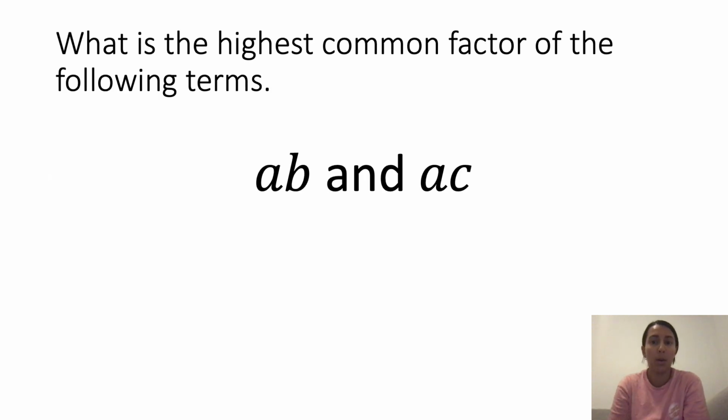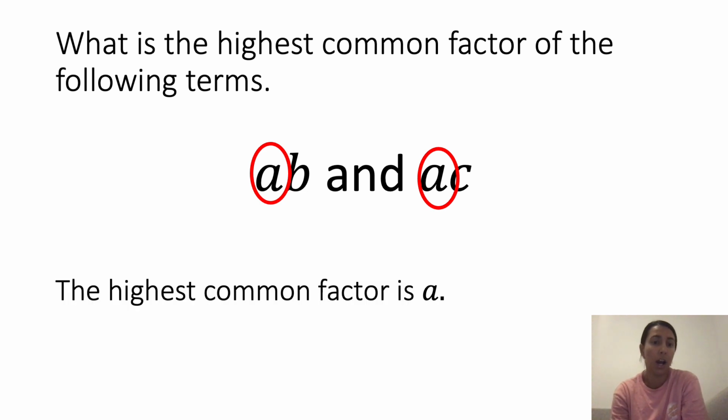So we can also get highest common factors with variables, not just numbers. So this term here, I've got A times B, and then I've got A times C. What do they both have in common? They both have the variable of A in common. So the highest common factor is A.